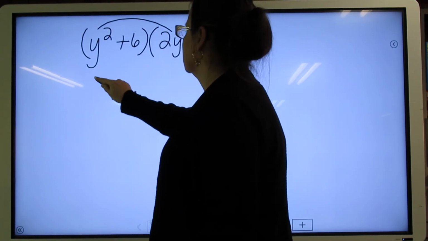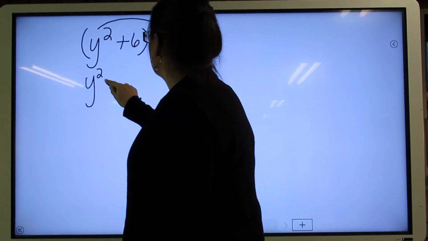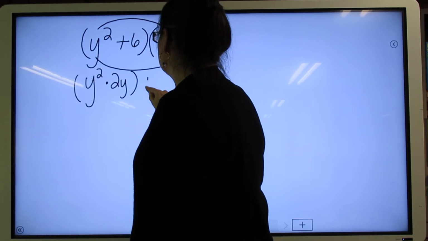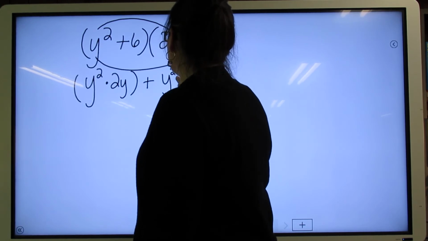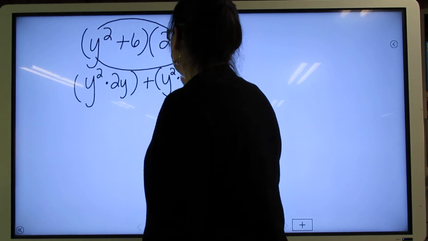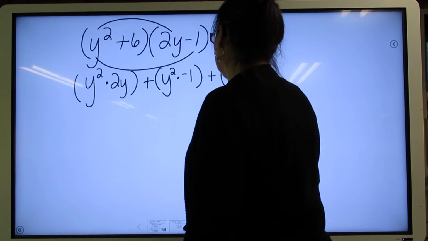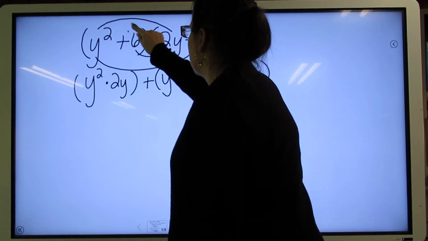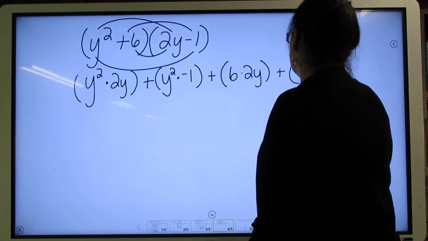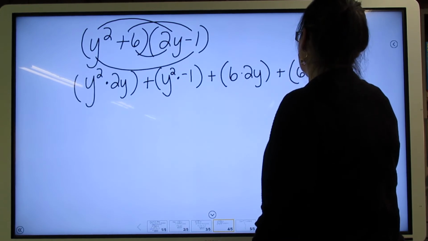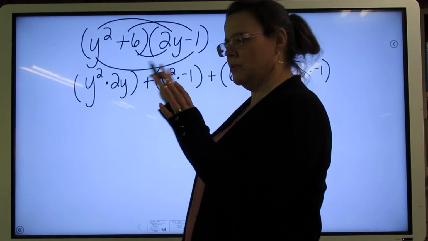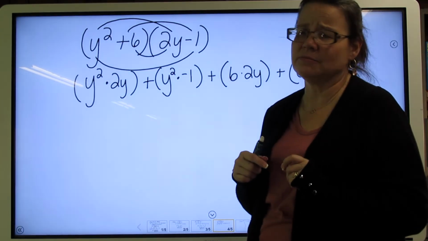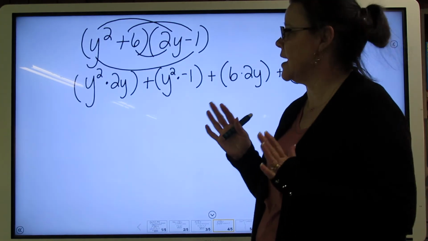First, y squared times 2y. Outer, y squared times negative 1. Inner, 6 times 2y. And then last, 6 times negative 1. And then you would multiply them. I think this is the one I chose because there's nothing that you're going to combine in this. Whatever we get is what we get. There's nothing to combine, and you're going to see that.